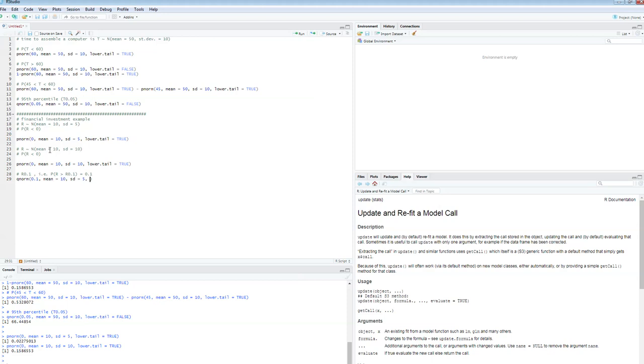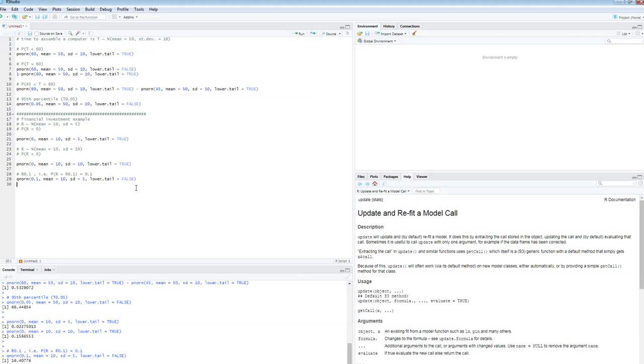And where am I looking? In the lower tail or in the upper tail? Well, since the likelihood that the return will be higher than that is 10%, and I'm looking in the right tail of the distribution, therefore lower tail should be false. And the answer is 16.4%. Okay, there is only a 10% chance.